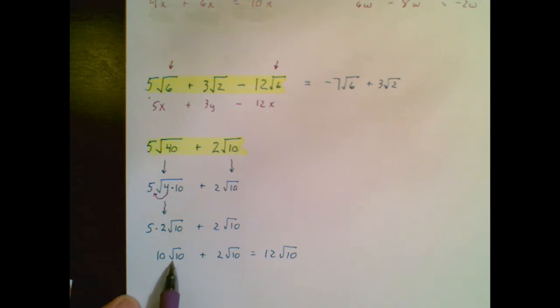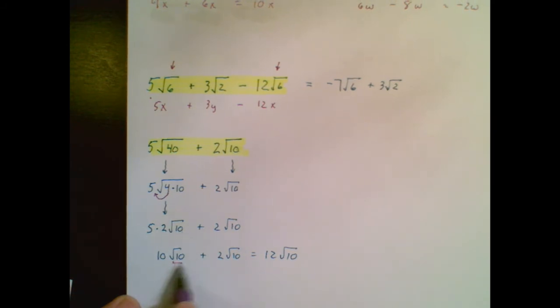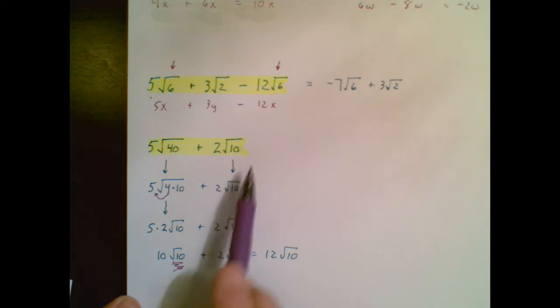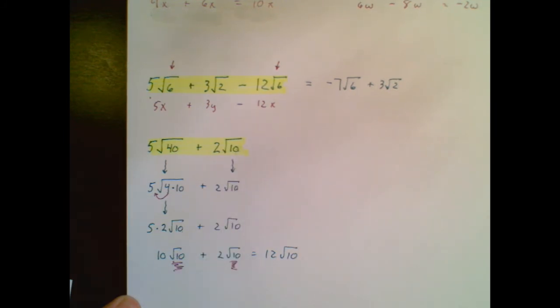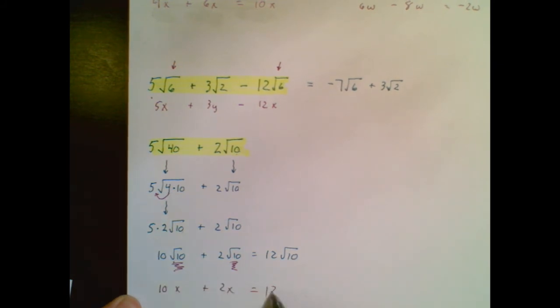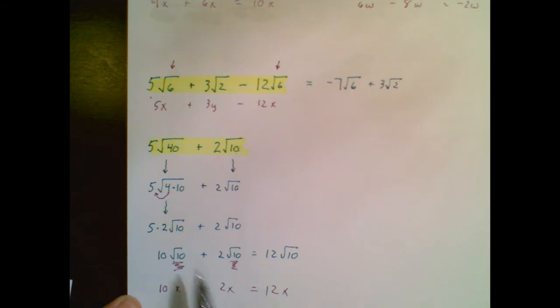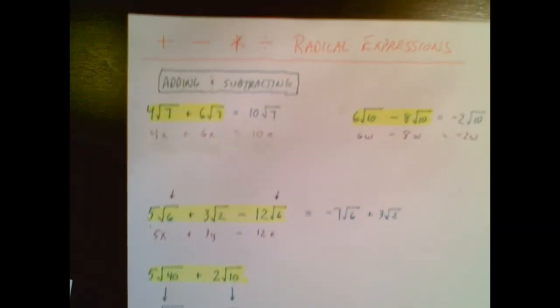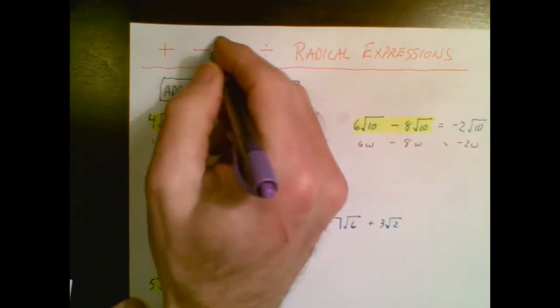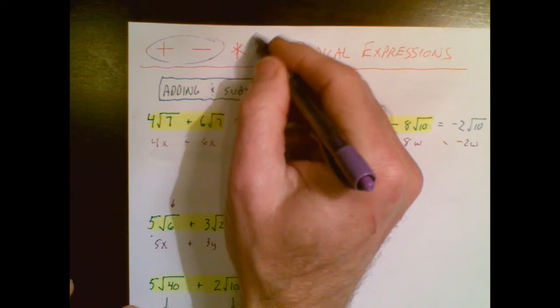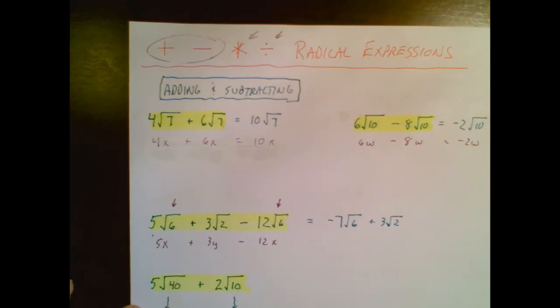This whole thing turns into 10 square roots of 10, which is nice because now I have common radicals. This 2 square roots of 10 never changed because there was nothing I could do. Now if I just think of this as 10x plus 2x equals 12x, and I do the same thing with square roots of 10, I'm done. So what we've covered here so far is the adding and subtracting of radical expressions. Now we're going to take a look at the multiplying and the dividing.